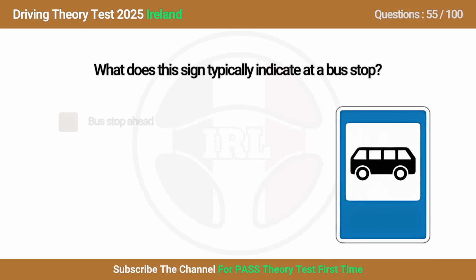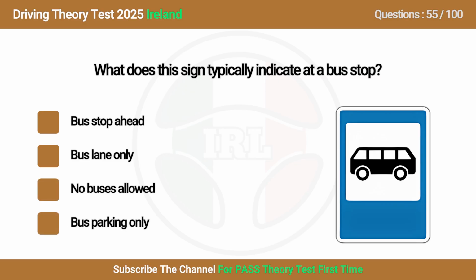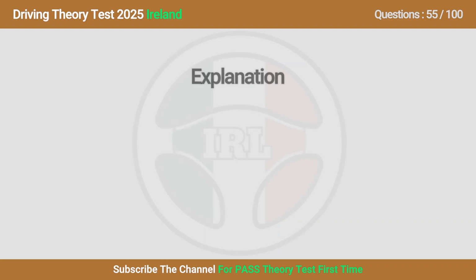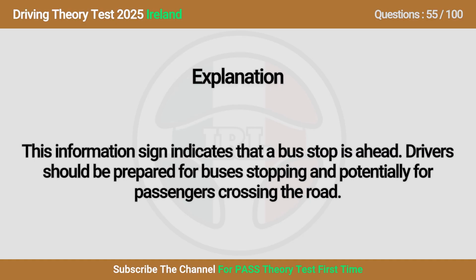Question 55. What does this sign typically indicate at a bus stop? A. Bus stop ahead. B. Bus lane only. C. No buses allowed. D. Bus parking only. Answer is A. Bus stop ahead. This information sign indicates that a bus stop is ahead. Drivers should be prepared for buses stopping and potentially for passengers crossing the road.